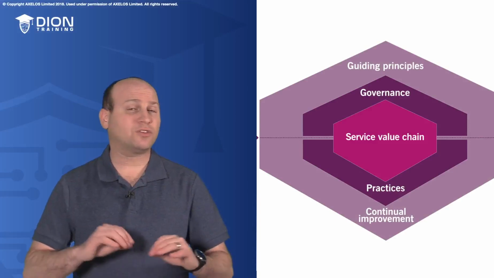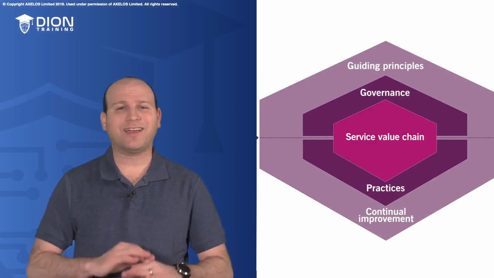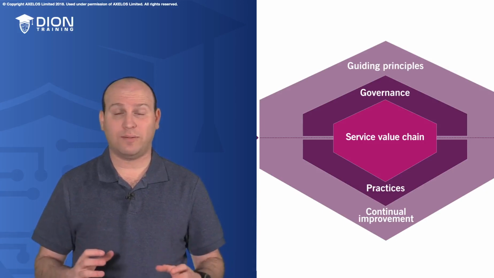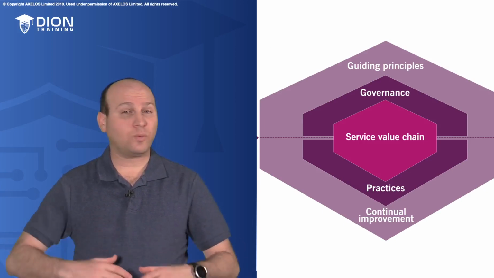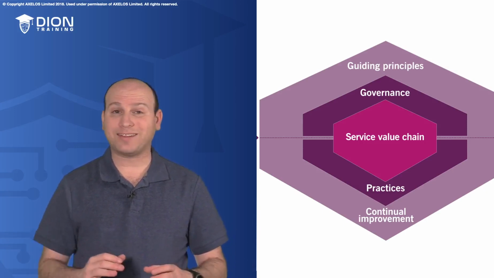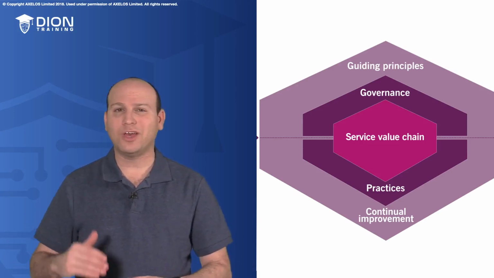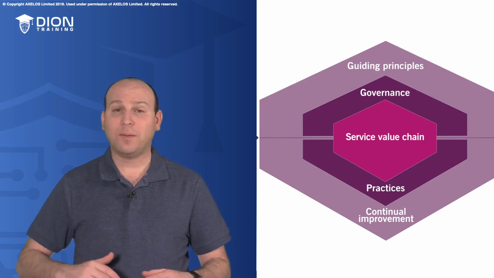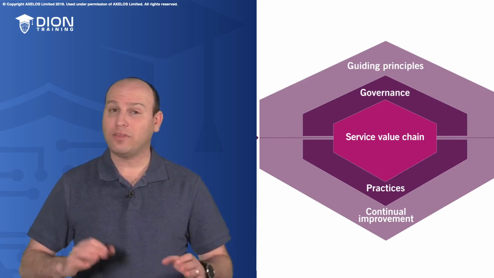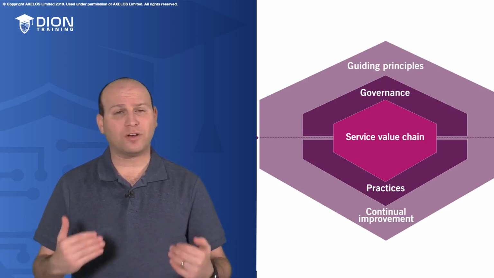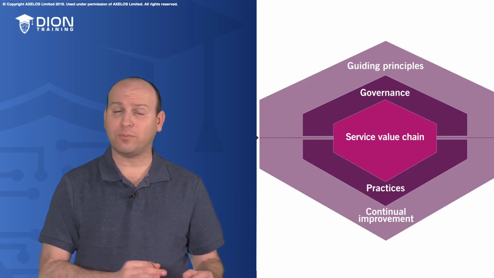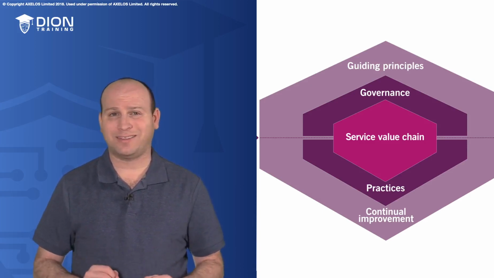In the middle, we have the service value chain, and we're going to dedicate an entire section of this course to talking about the service value chain. Around that service value chain, we also have governance and practices. We're going to talk a lot about practices in their own section of this course, which is the final three sections, because there are 34 different practices inside of ITIL 4 that we're going to cover. And then we have governance, which is the way the organization is run.